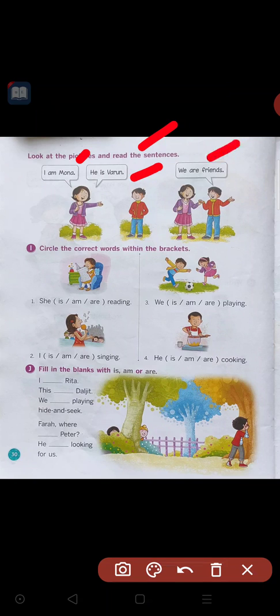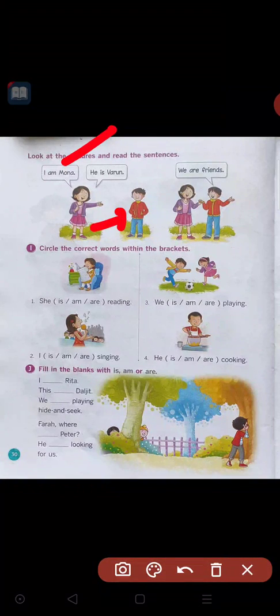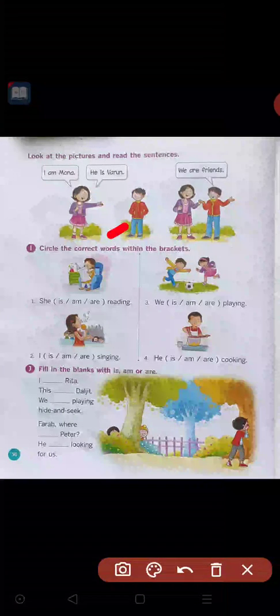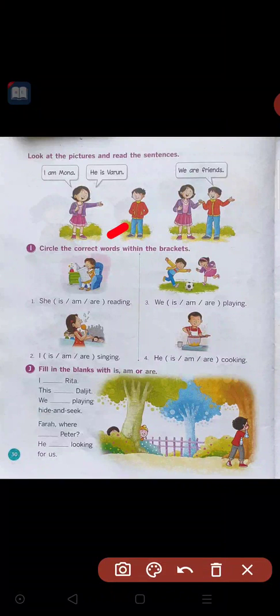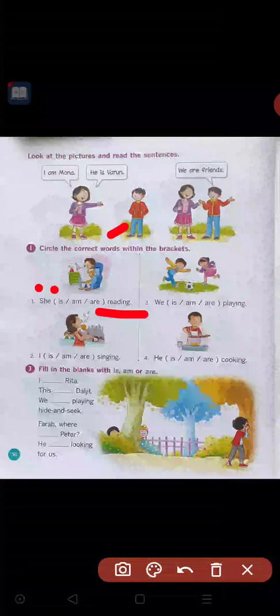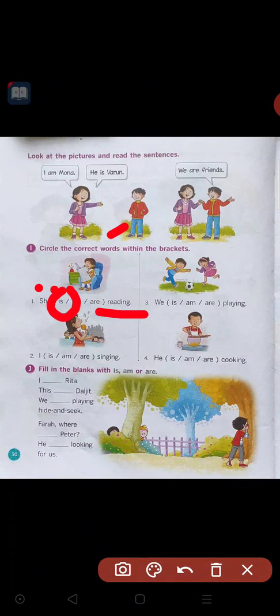And he says, we are friends. This girl is saying here, I am Mona, he is Varun, we are friends. We both are friends. And here you can see, circle the correct words within the brackets. She dash reading. Here reading is there, so always we have to use she, and with reading we have to use is. She is reading.